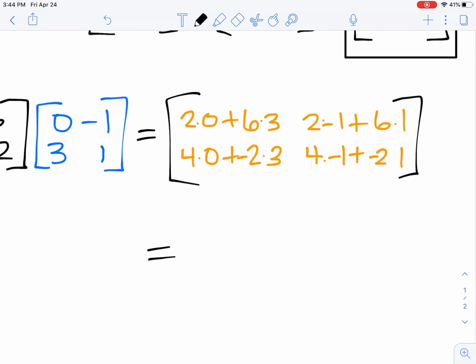All right, go ahead and add these up. 18 plus 0 is 18. Negative 2 plus 6 is 4. 0 plus a negative 6 is a negative 6. And negative 4 plus a negative 2 is a negative 6.